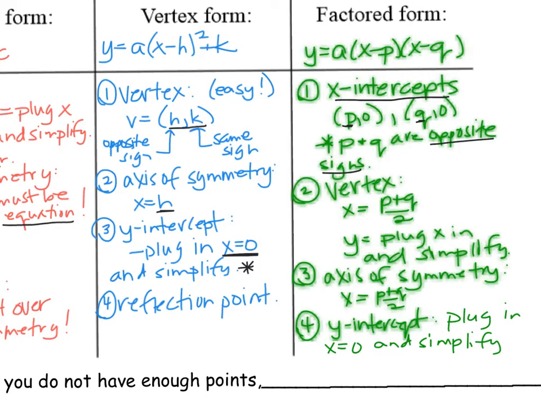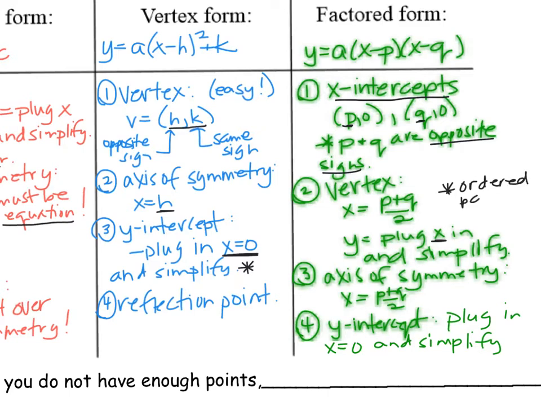Once you have your x-intercepts, to get the vertex, we find x by just taking the average, p plus q divided by 2. Once you know your x-coordinate, to get the y-coordinate, plug x in and simplify. And again, make sure this is an ordered pair.